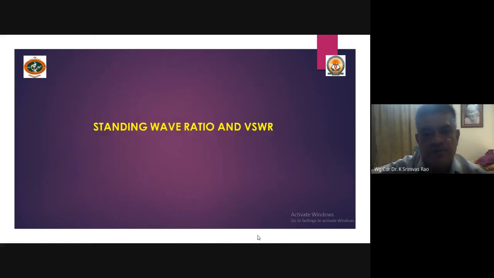Okay, now coming to something called standing wave ratio and VSWR. We will deal with it in detail, but basically with respect to transmission lines, we'll see some basic concepts of this. What is VSWR? VSWR is the voltage standing wave ratio. Now, what is this standing wave? There is something called a standing wave in a transmission line. We have seen the incident wave, the reflected wave, and the transmitted wave, but what is this standing wave?